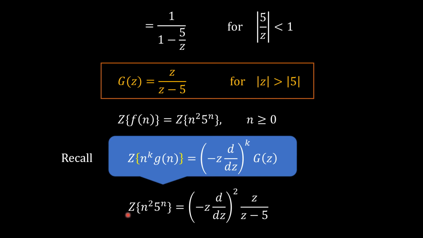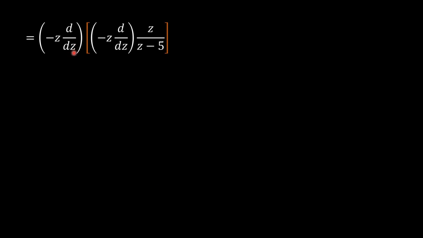Now we are going to operate this operator one by one on z upon z minus 5. That will give us minus z into d by dz of minus z into d by dz of z upon z minus 5. As already we have discussed in the theory part, minus z into d by dz bracket square can't be written directly as z square into d square upon dz square. We have to operate it like this, one by one on z upon z minus 5.